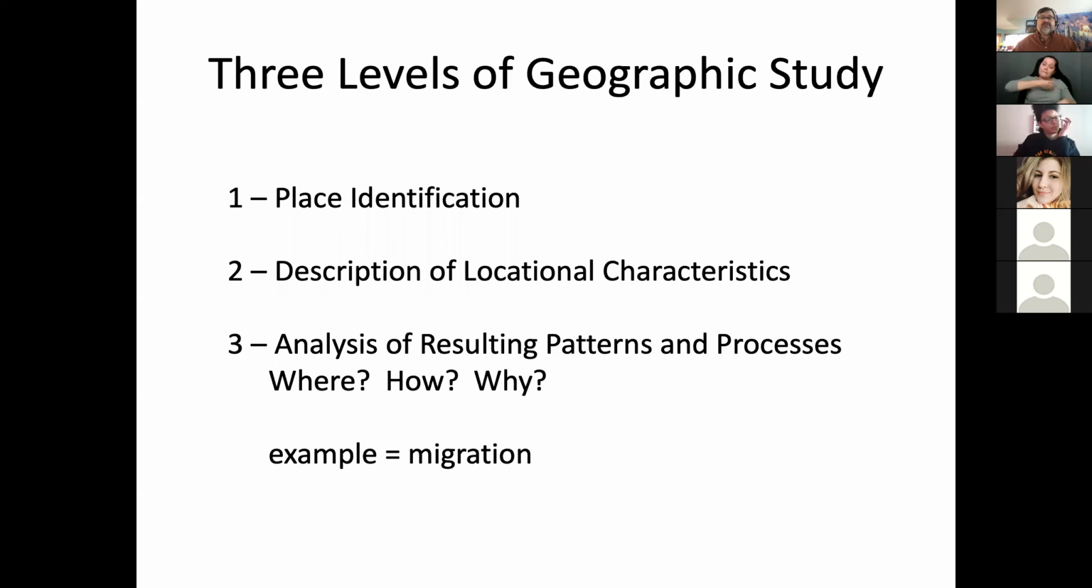Migration very often is that comparison of the features of the places, of the locations. That's very geographic then, comparing the geographies of these two places. And then if the migration occurs, that's across geographic space, so that is geographic as well. All right, so these are my three levels then of geographic study. We're going to do all of them in different ways in this course.